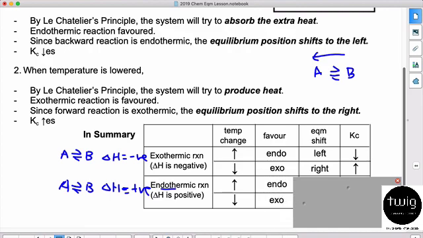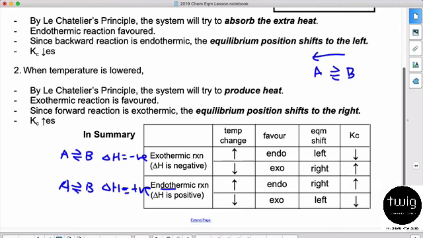Increase temperature always favor endo. Shift right. Right, endo, shift right. Kc will go up. Okay, and then done already.